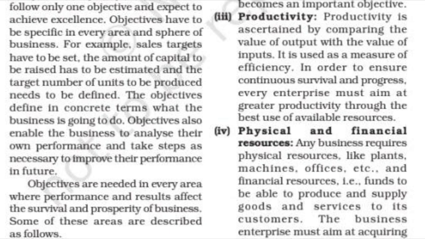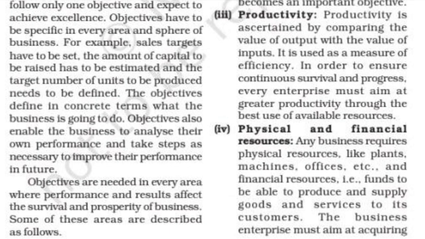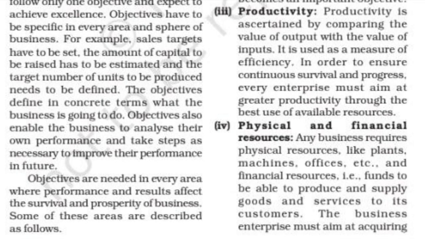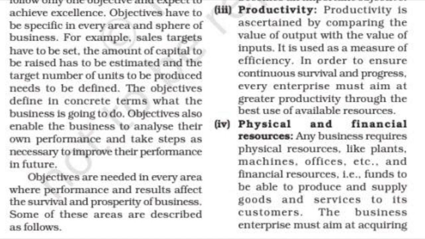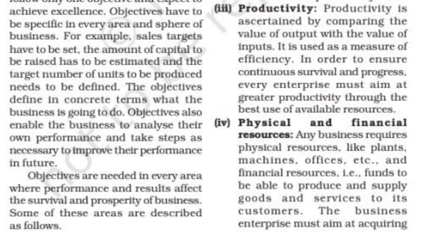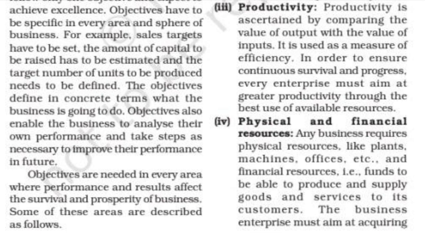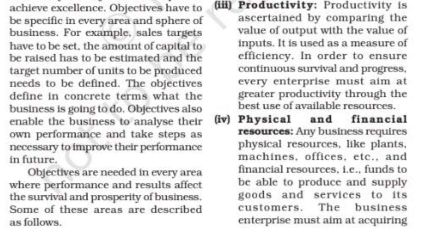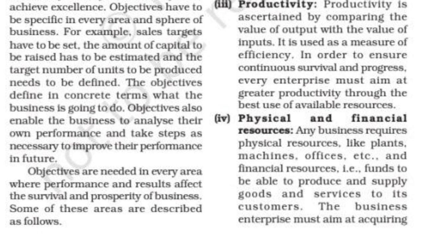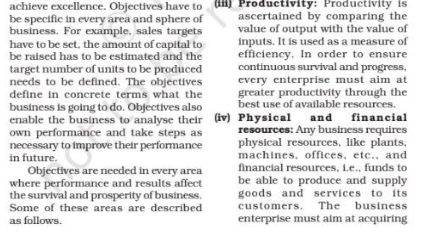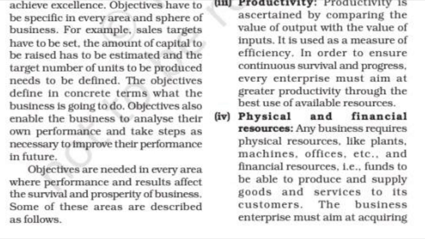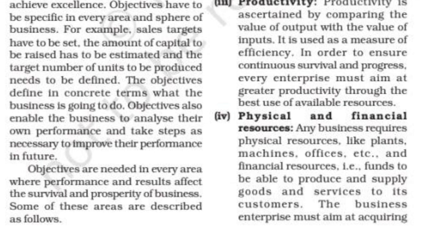So if an enterprise wants to run effectively and efficiently, in that case they need both physical and financial resources, and that should be in a good number. So every business enterprise should aim at acquiring both of these resources according to the requirements of their business, right? They require both the resources and in a proper quantity, right? I hope this point is clear to all of you. So here we come to the end of the objectives of business. I hope all the objectives are very much clear to all of you.